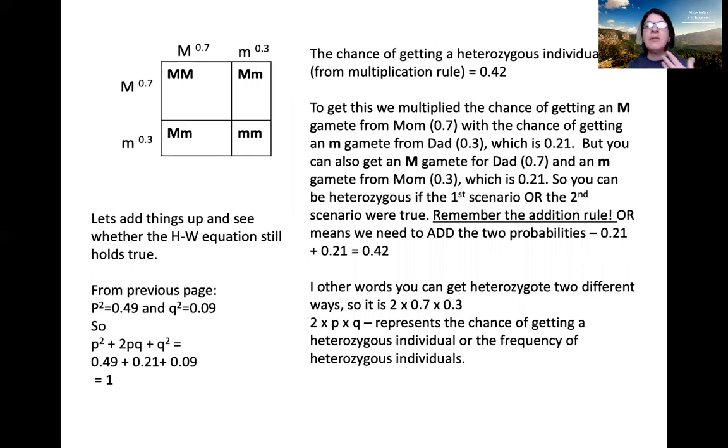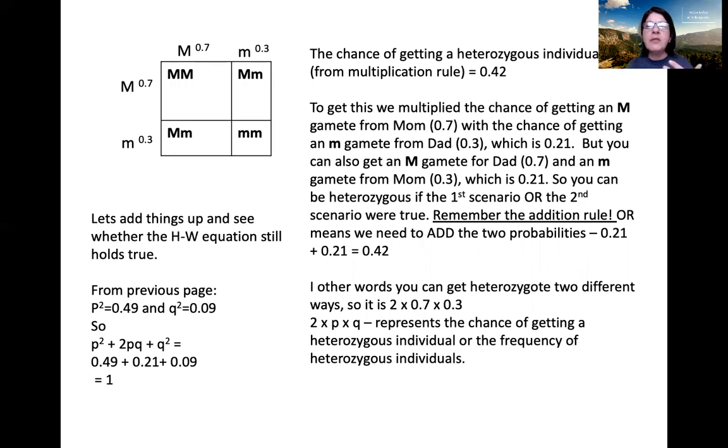Okay, now let's look at the heterozygous individuals. What is the chance of your dad giving you, actually, let's do it the other way around. We can either do it by looking at the Punnett Square, or you can do it with multiplication.